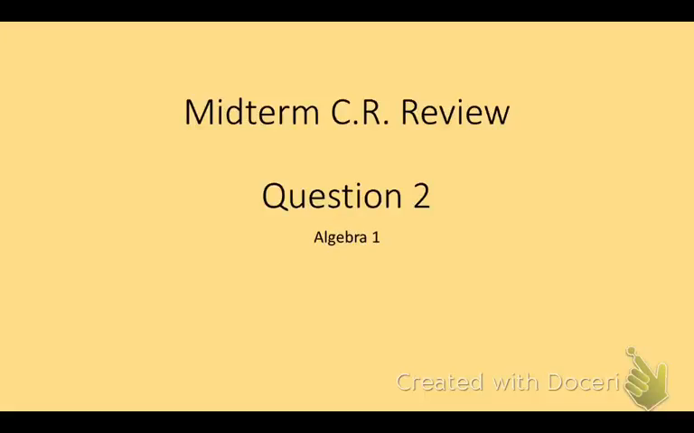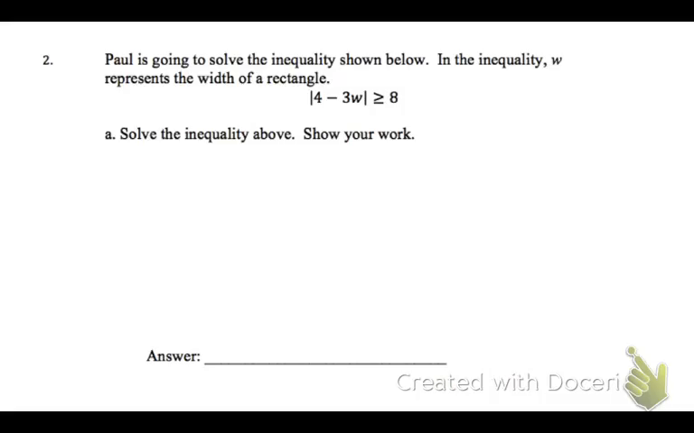In this video, let's look at the constructed response review question, which is labeled number 2 in your packet. It says Paul is going to solve the inequality shown below. In the inequality, W represents the width of a rectangle. Okay, so W is the width, and I am given the inequality, the absolute value of 4 minus 3W is greater than or equal to 8.